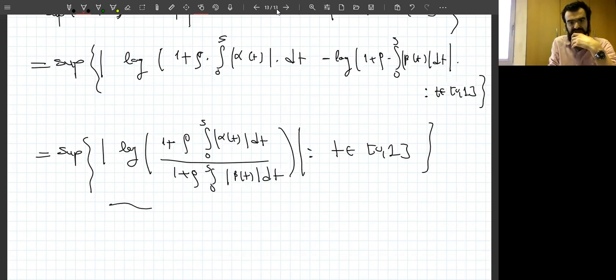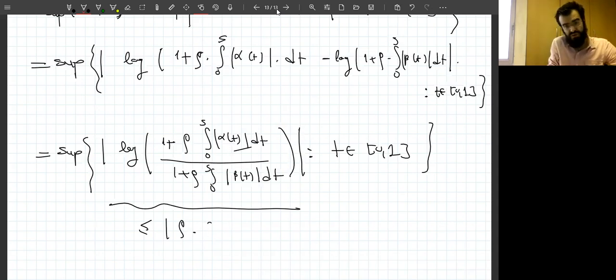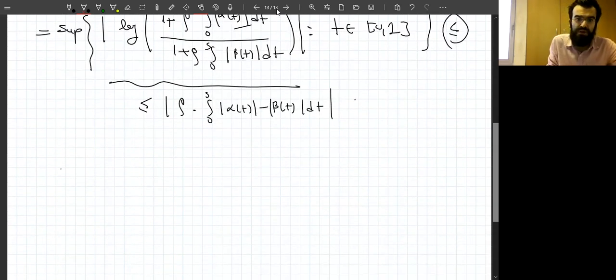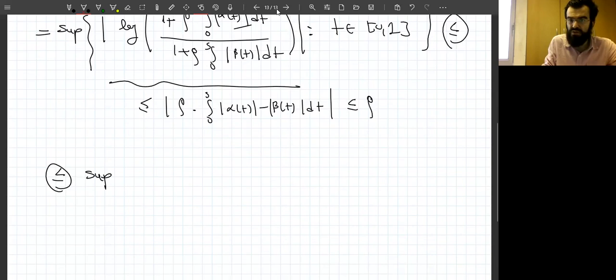Okay, but we know this is less than or equal to, if you call this a and this thing b, by the first part of this question, we have rho times the supremum, and this is also less than or equal to that guy.